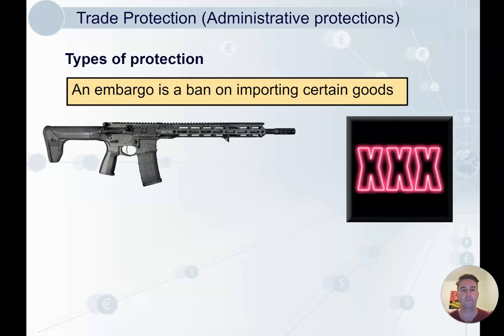So high-powered weapons, yeah, they're illegal in Australia, so we don't import those. That's an embargo. And it's probably redundant now with the internet, but there used to be certain types of pornography that Australia didn't want in the country because it was too filthy. There was an embargo on those sorts of things.